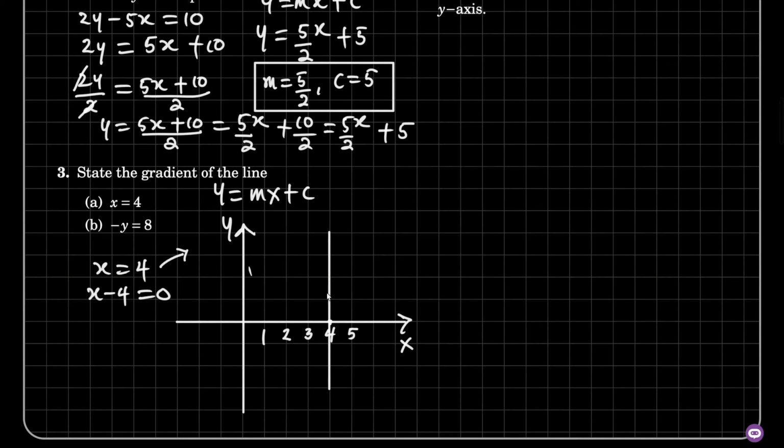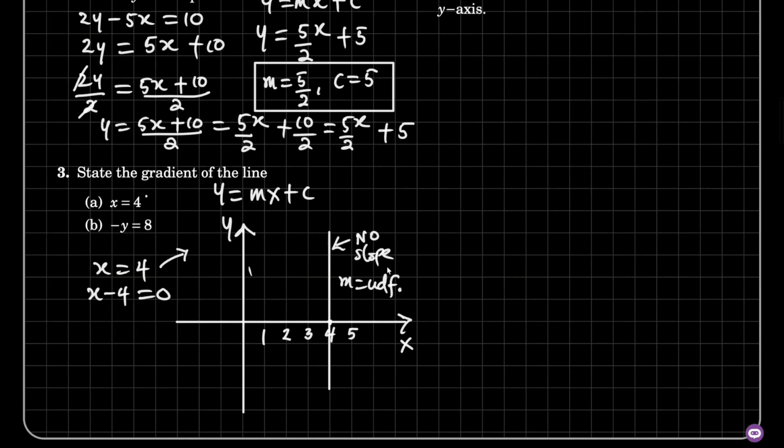Remember that we said something about these types of line, that if you have a line that is parallel to the y-axis, this line doesn't have a slope. Or again, we can say that the slope is undefined, which means that the gradient of x is equal to 4 is undefined. Or you can say that x is equal to 4 is a line with no gradient. I want to believe that is clear.